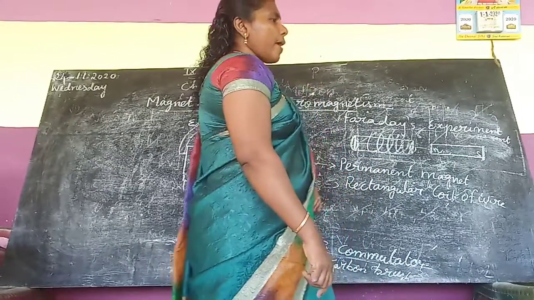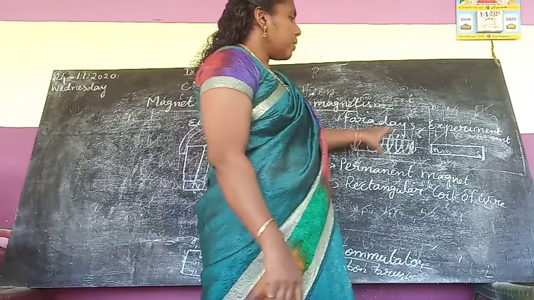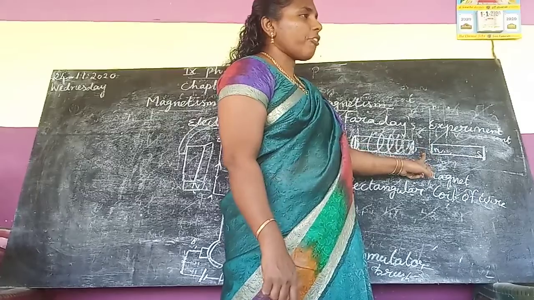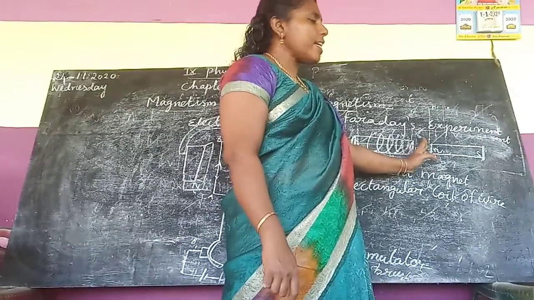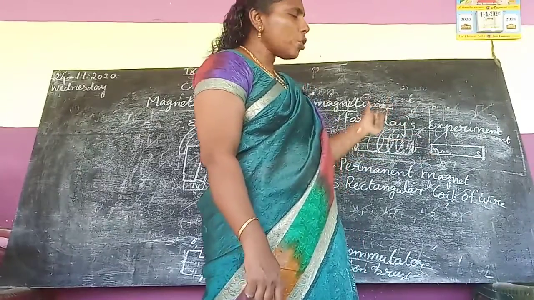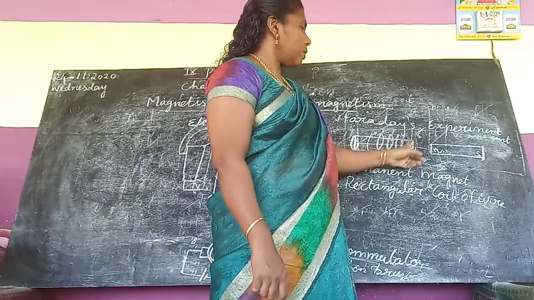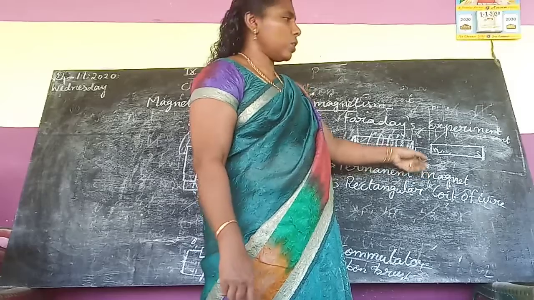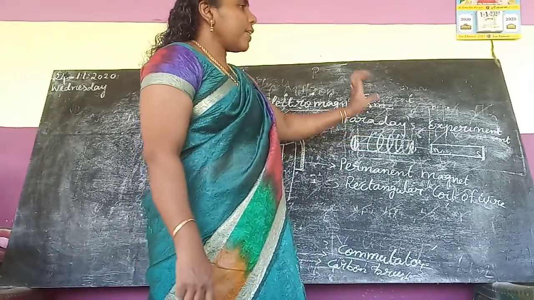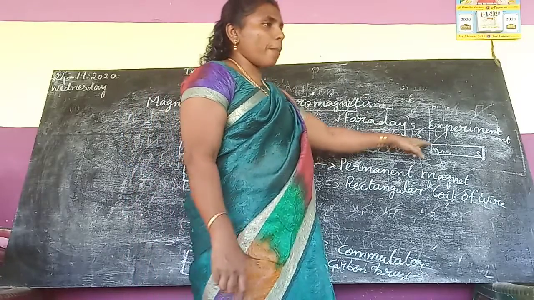So all of you know electromagnetic induction. The coil is there, the magnet is there, and in between is the magnetic flux. When the magnetic flux linked with the coil changes, the EMF will be produced. This induced EMF is called electromagnetic induction. So Faraday's experiment explained electromagnetic induction.